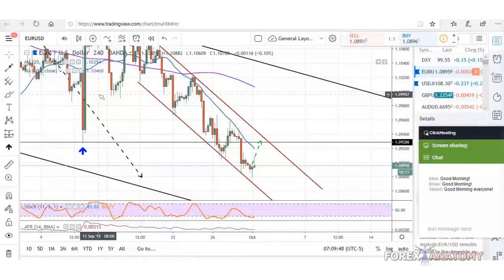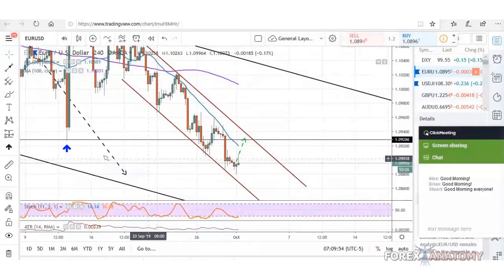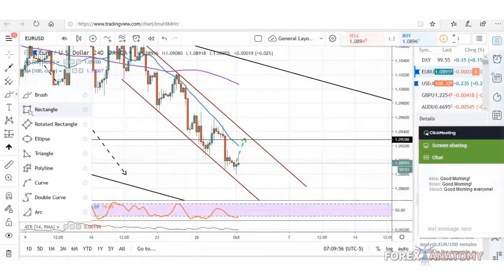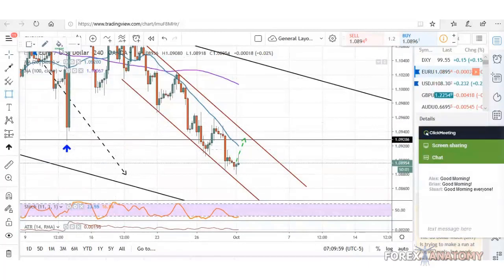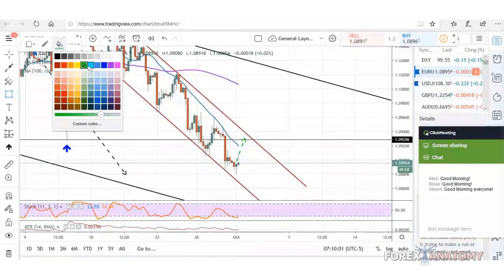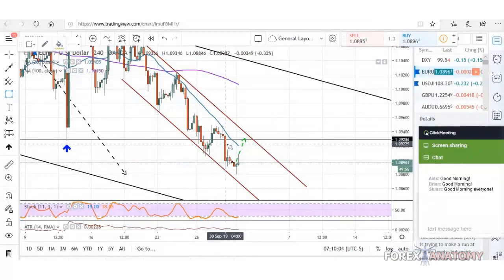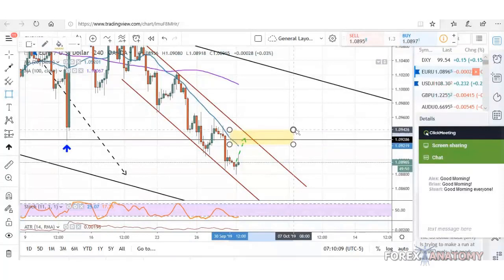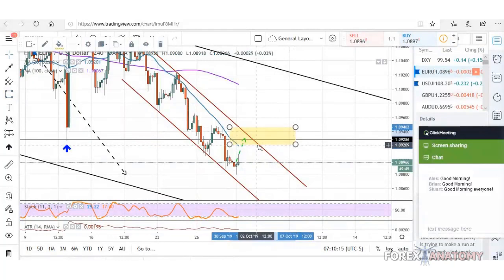So we want to pay attention to this particular level or area when price retraces. This is what I'm expecting. I'm expecting price to correct higher into this particular zone right around here, the zone that I just drew right here. This zone between 1.0920 and 1.0946, or around this particular area.